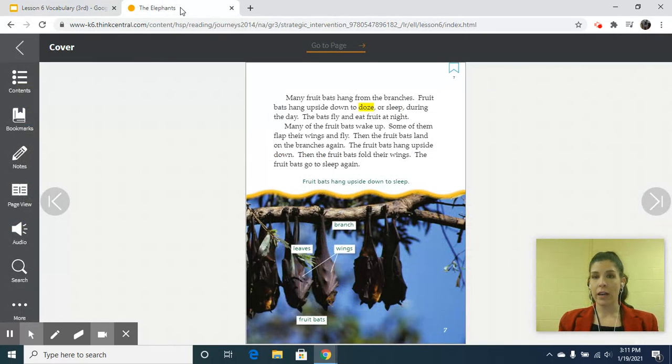The bats fly and eat fruit at night. Many of the fruit bats wake up. Some of them flap their wings and fly. Then the fruit bats land on the branches again. The fruit bats hang upside down. Then the fruit bats fold their wings. The fruit bats go to sleep again.